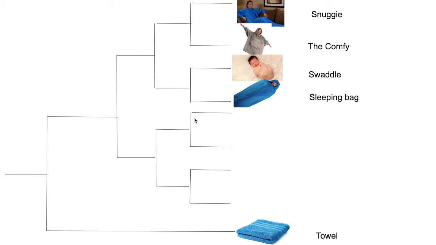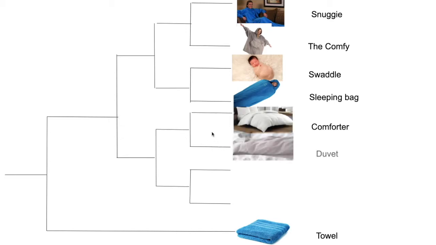Moving on to the next part of this tree, where it diverges from a common ancestor at this node here, it splits into the first clade, or the first OTU, with a comforter and a duvet. These are very similar items, except a comforter comes all packaged together. The outward design is connected to the inner blanket, whereas the duvet, the cover is the design that you would see on the outside, and it's not connected to the blanket on the inside. These are also thicker and much larger than a regular blanket.